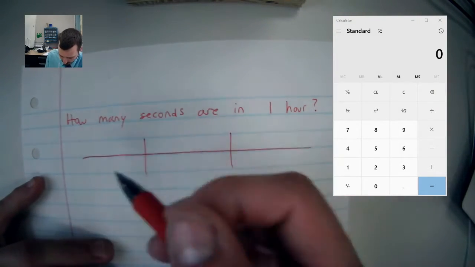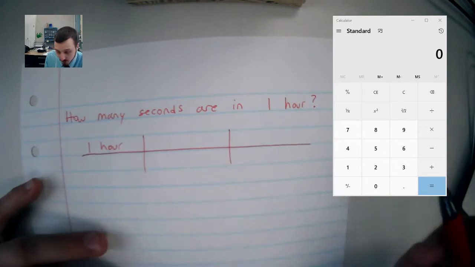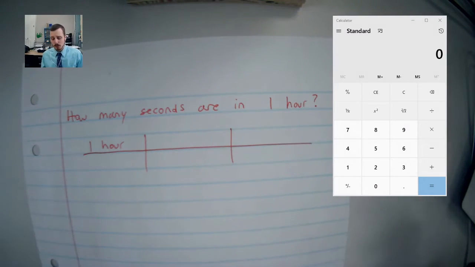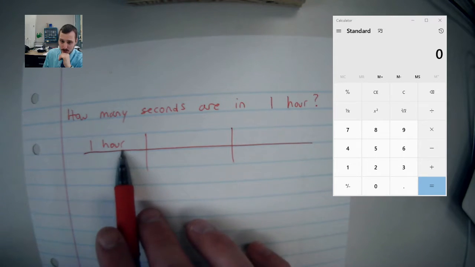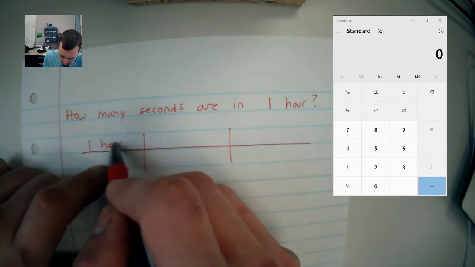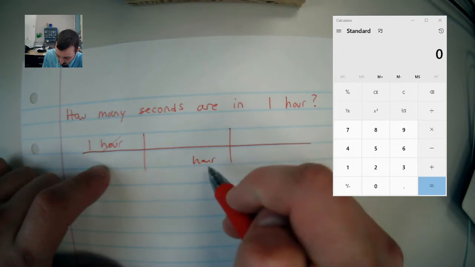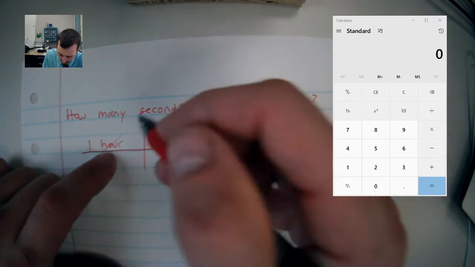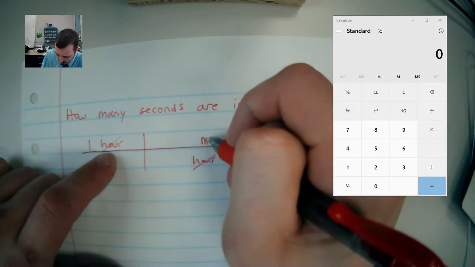So if I want to start with 1 hour, and I want to convert that into seconds, what I can do is multiply 1 hour by something specific. And that something is just technically going to be 1. So I'm not going to change the problem at all. What I want to do is I want the hours to cancel with something. So if I have hours on top and hours on bottom, they cancel. And I can convert that in between.